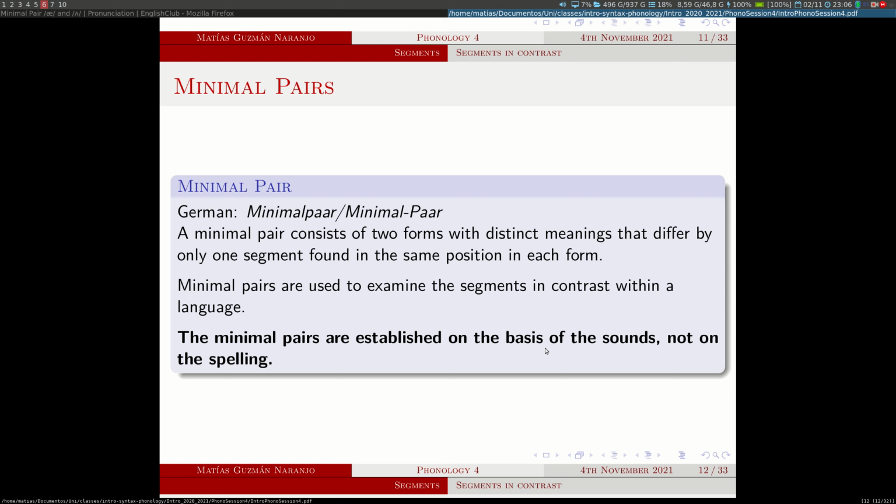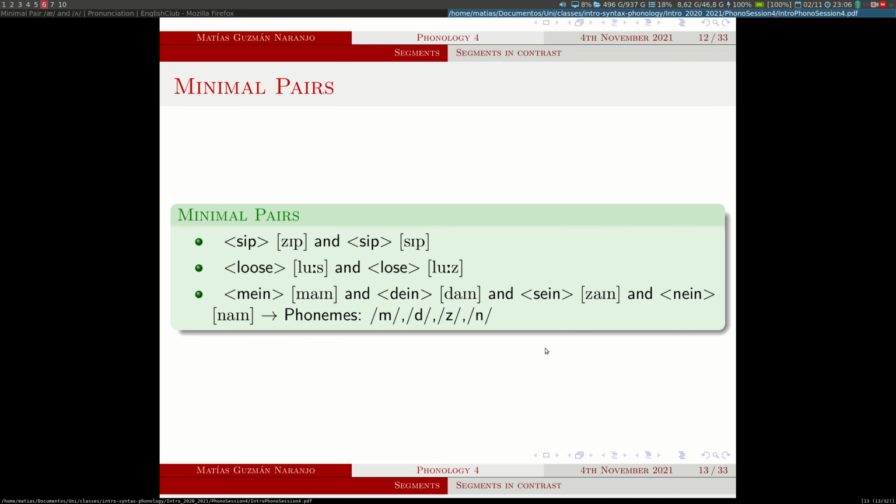And this is very important. Minimal pairs are established on the basis of sound and not of spelling. Spelling plays really no role here. It's just about how words sound. And the contrastive segment must be in the same position. So here are some examples from English of contrasts between the s and the z.